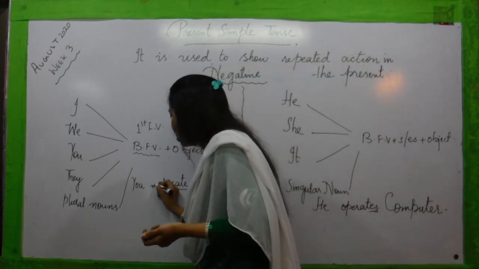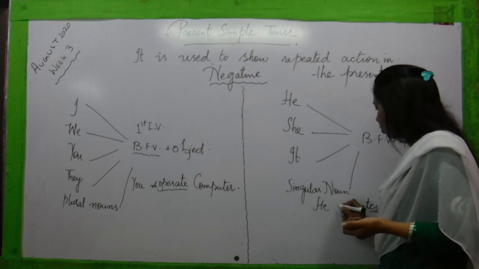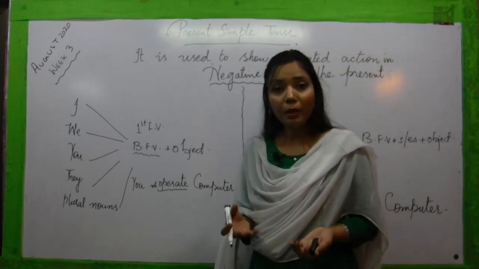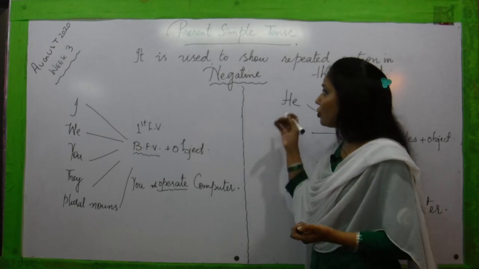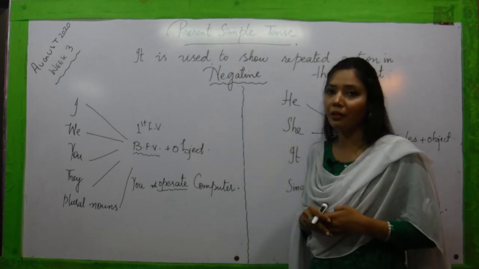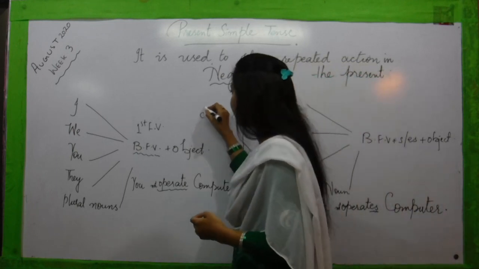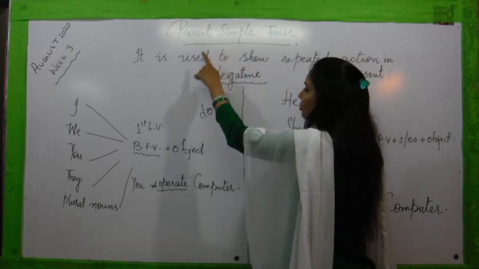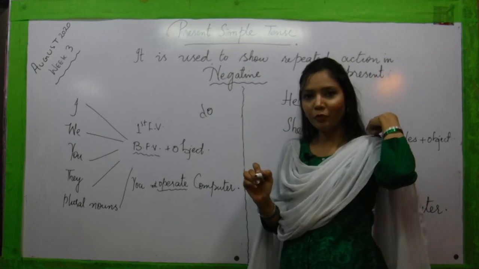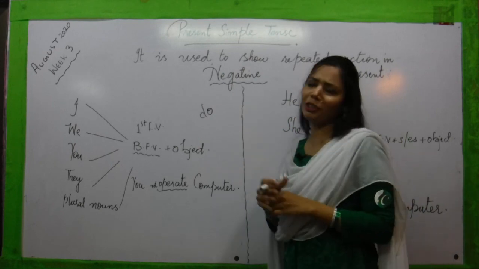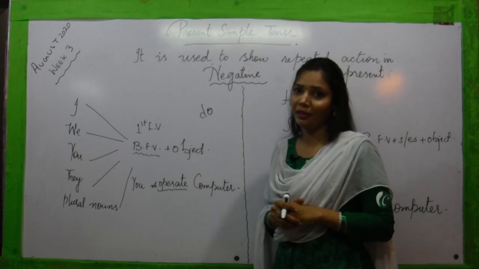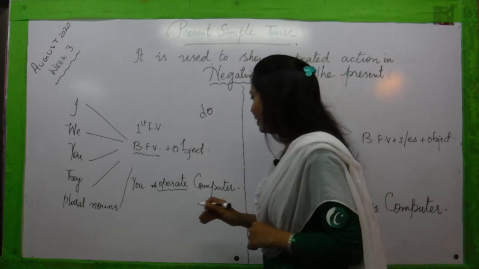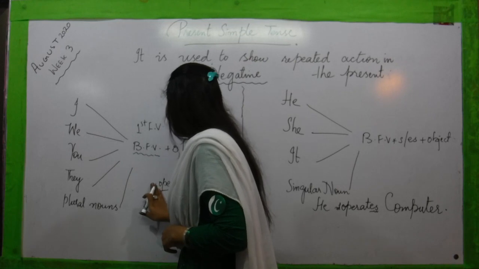I can write here "not." But I really need a helping verb for changing the affirmative sentence into negative. So I take help from do. What does present simple tense do? Present simple tense takes help from do. Do is such a kind and nice word. It always comes to help present simple tense. So that is how the sentence will become something like that.